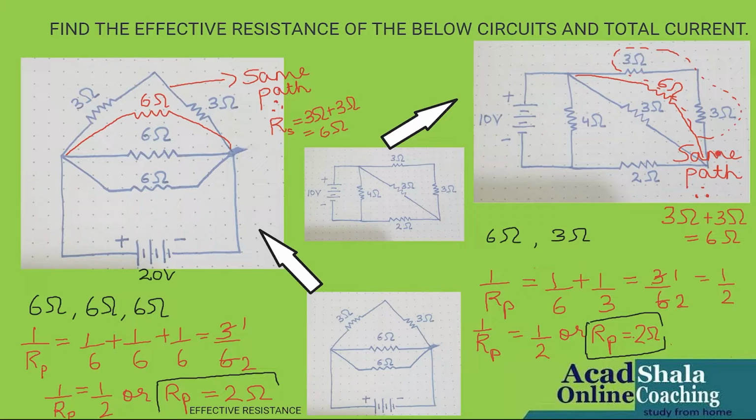And I will put up the formula for resistance in series. And then I will calculate, which I have done over here. 3 plus 3 gives you 6 ohm. So this is resistance in series.